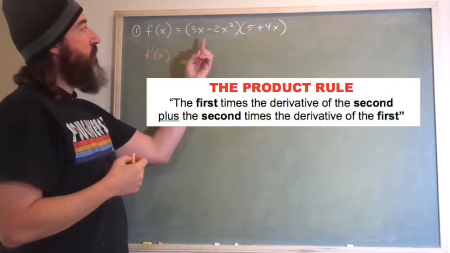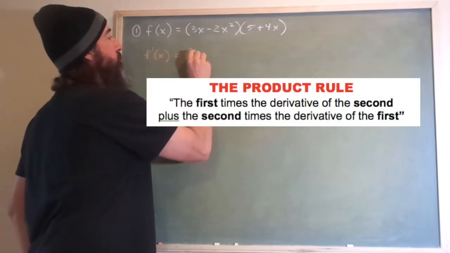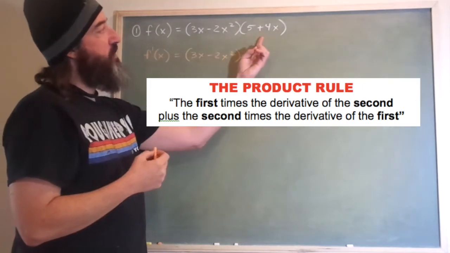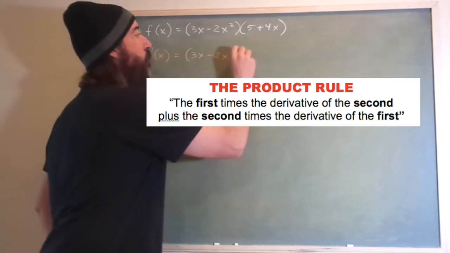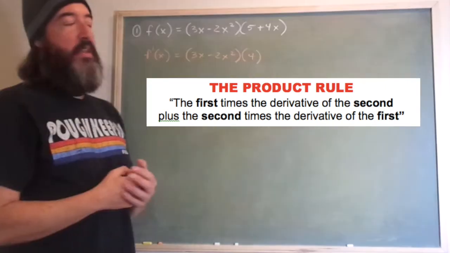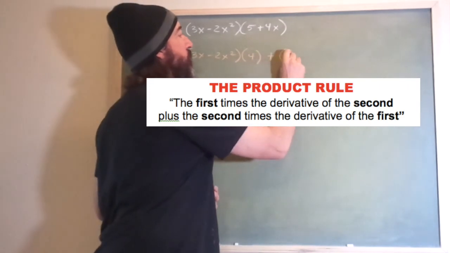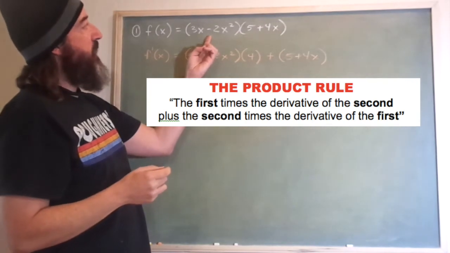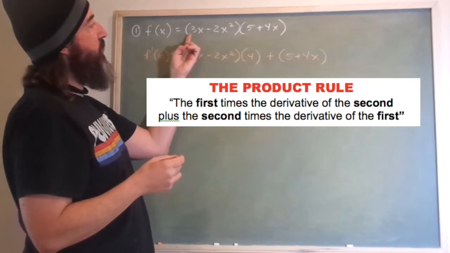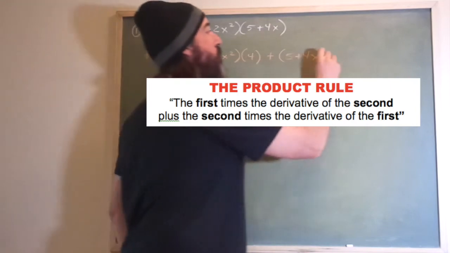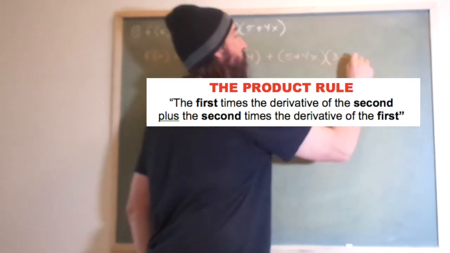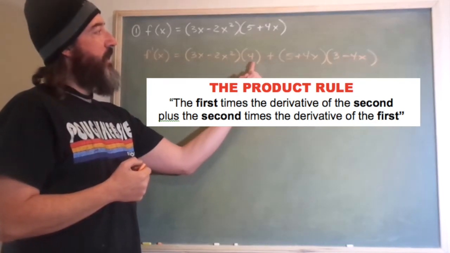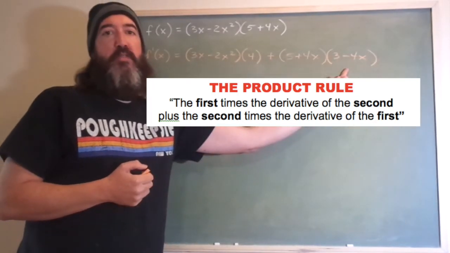The derivative is going to be the first times the derivative of the second, and the derivative of 5 plus 4x is just 4. And then plus the second piece, which I'm going to put in parentheses, 5 plus 4x, times the derivative of the first piece. Now the derivative of this piece is going to be 3 minus 4x. That's a binomial. I really have to put it in parentheses. I put the first times the derivative of the second plus the second times the derivative of the first.